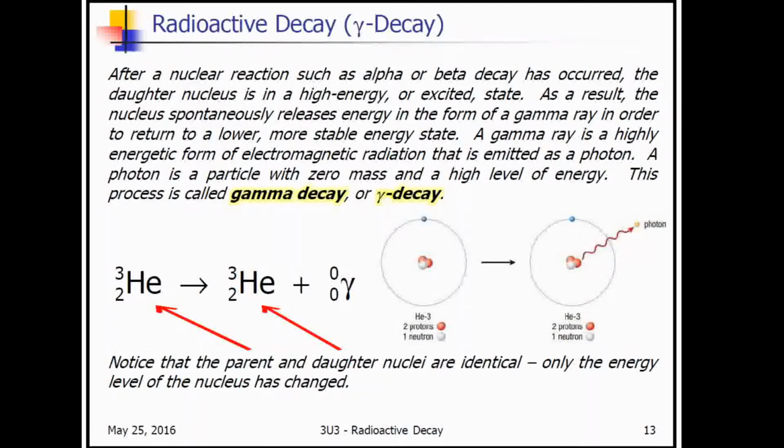So here we have a gamma decay reaction. We have helium-3, and it decays to helium-3, but it gives off a photon with a 0 for the mass and a 0 for the number. So this is our gamma decay.